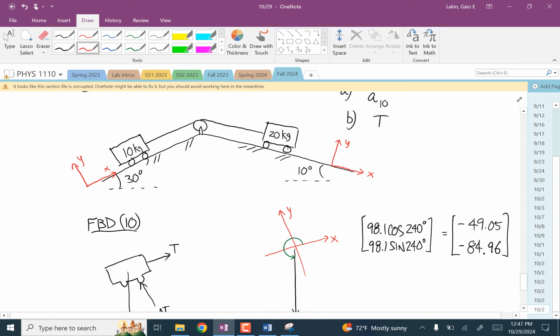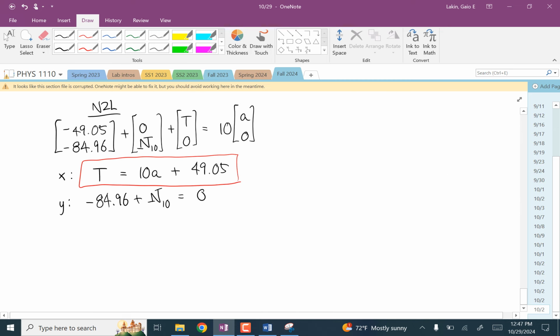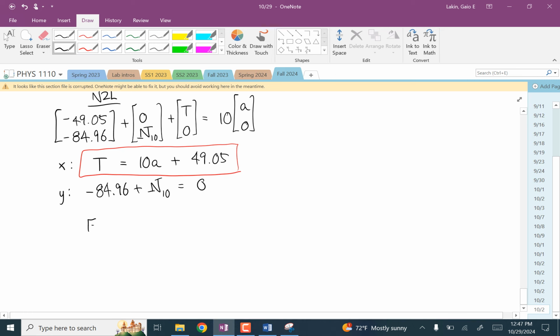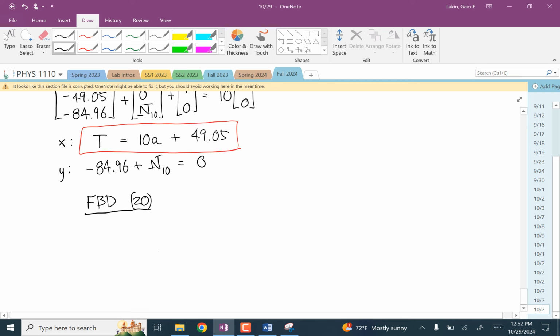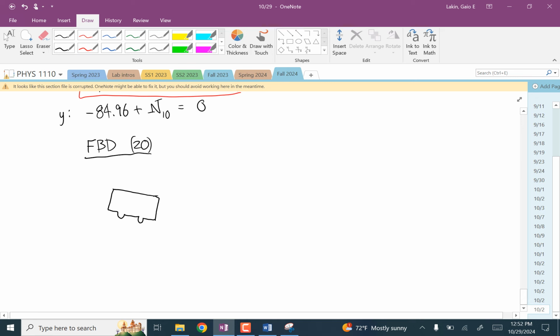Okay, so the next step is to isolate the 20 kilogram cart. So take a few minutes and see if you can do that. Okay, so this one, the free body looks like this. The weight force is 196.2. There's a normal force, I'll call N20, and a pulling force from the cable that's T, just like the other one was.